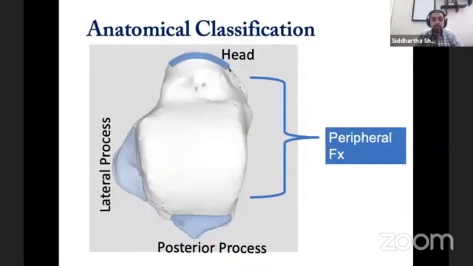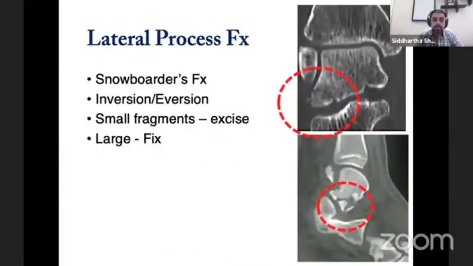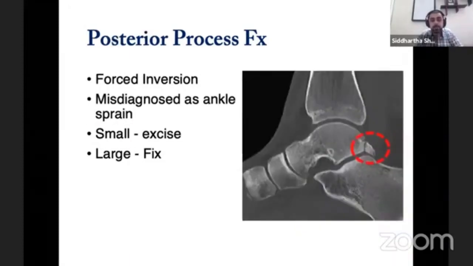So looking at the peripheral fractures now, the lateral process fractures are also known as the snowboarder's fractures, may be caused by inversion or eversion. If these are small fragments, you excise them. If there are large fragments, you fix them. Posterior process fractures are caused by forced inversion. That is why they can sometimes resemble ankle sprains. Again, small fractures excise, large fractures fix.